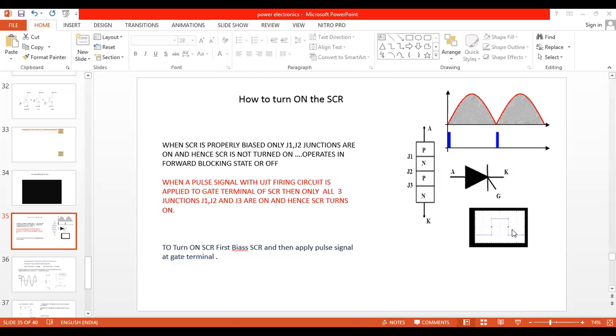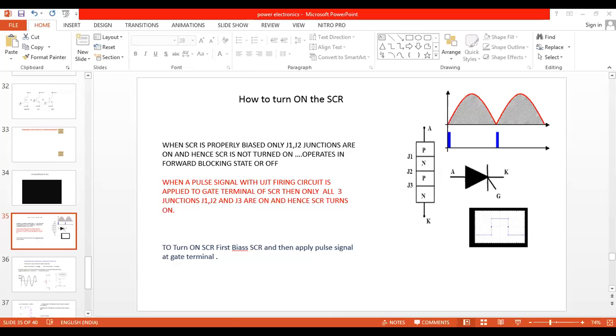How do we generate the pulse signal? With the help of the UJT firing circuit, which you did in the earlier class. The application of the UJT is not to amplify the signal; the UJT is especially designed to generate the pulse signal applied to the gate terminal of the SCR. Once the SCR is properly biased and a pulse signal with a low voltage, only 5 to 10 volts, is applied to the gate terminal, the SCR will turn on. When the SCR is on, it can control the speed of the motor.